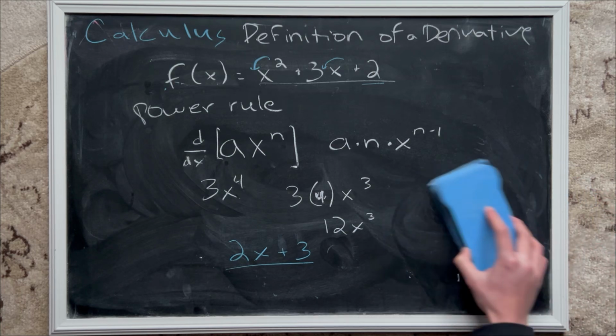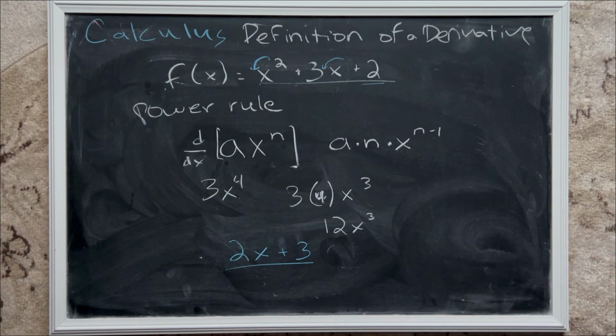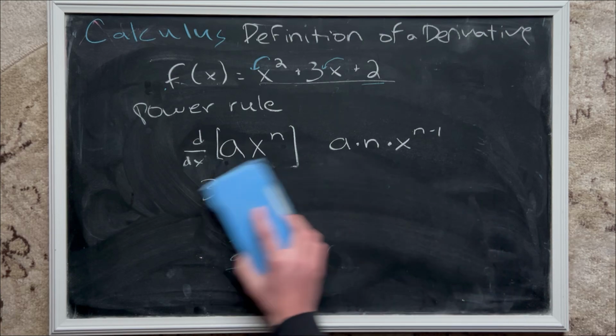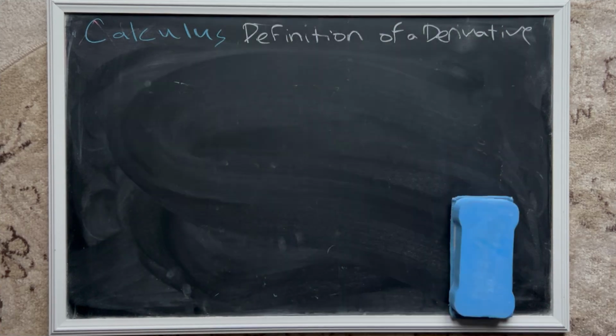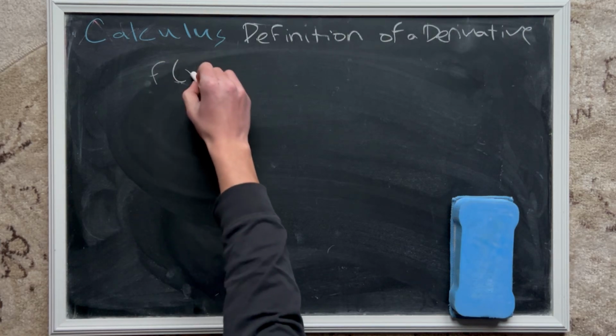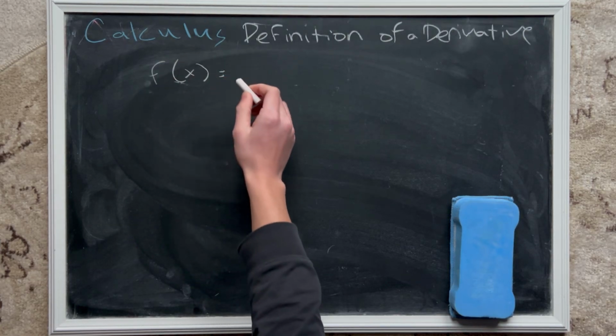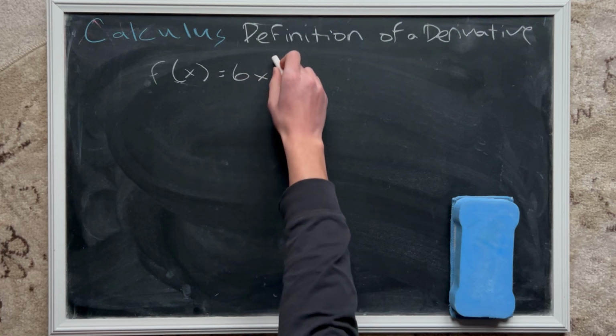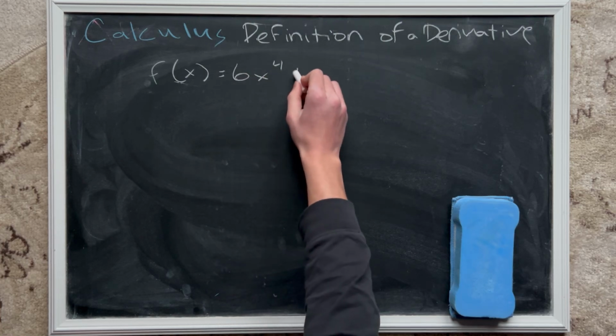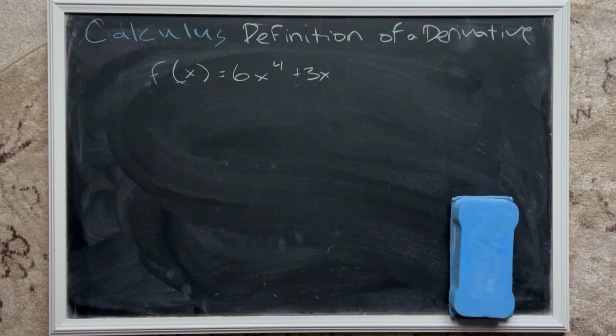So, yeah. I can give you some practice problems for this, and I will show you a couple, actually. Alright, so the first practice problem is going to be f of x equals 6x to the 4th power plus 3x. Alright, so now find the derivative of that. I'll give you a moment to pause the video.